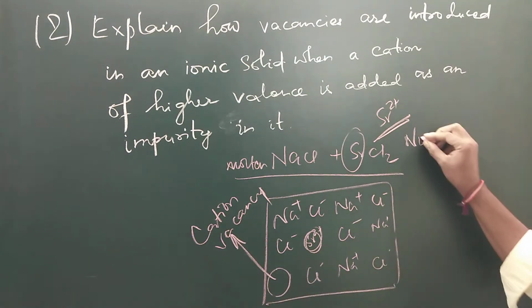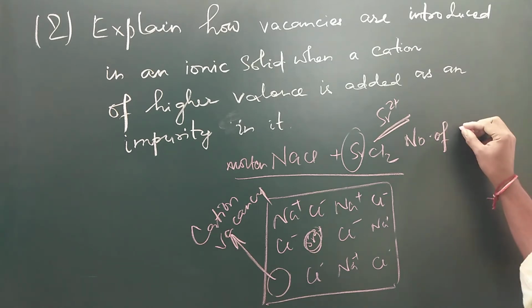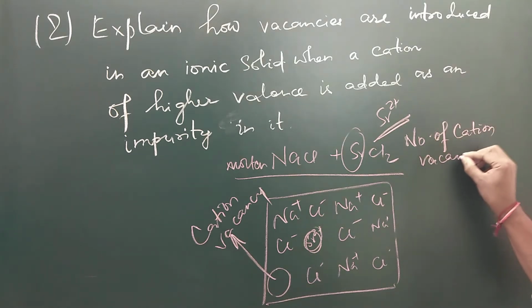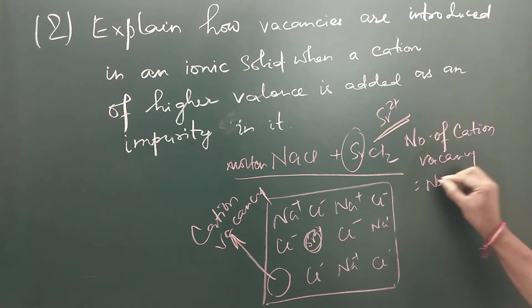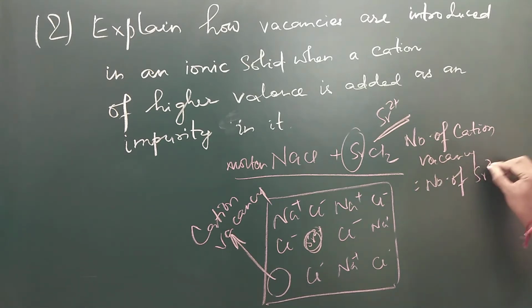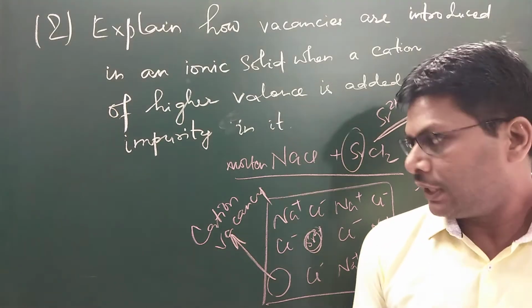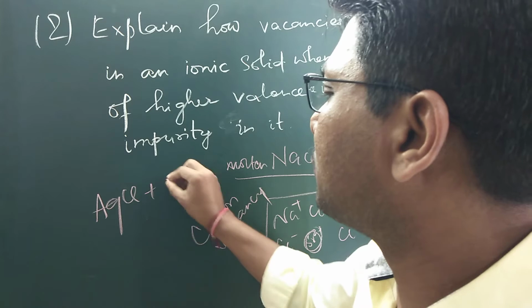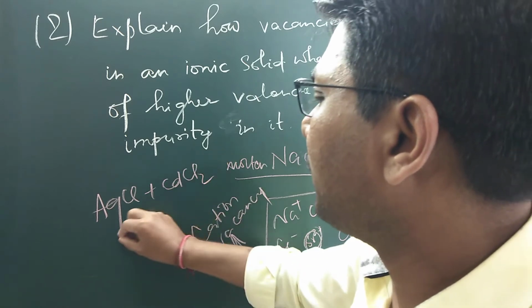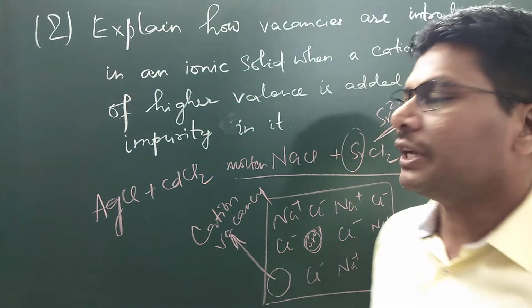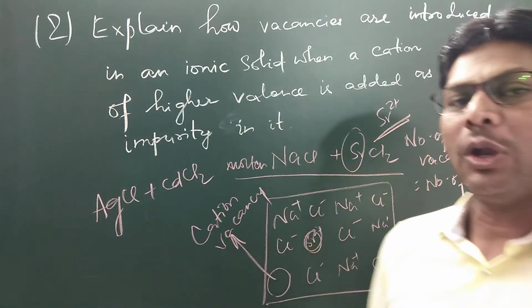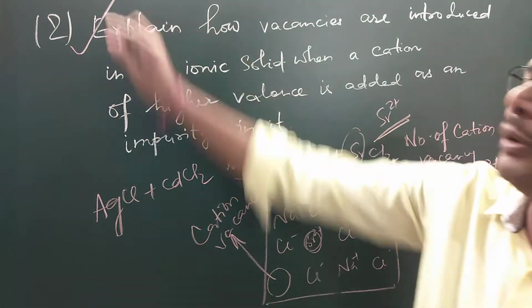So remember, one numerical is also based on this. The number of cation vacancies is equal to the number of Sr2+ ions. Now another example of this type is when you take AgCl and mix it with cadmium chloride. Similarly, some Ag+ ions are missing, which are compensated by Cd2+ ions. So these are examples of impurity defect.